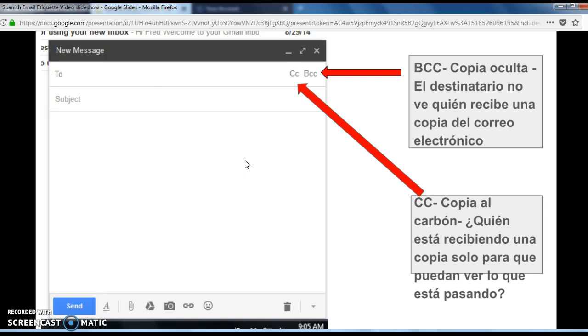BCC is for blind carbon copy. Like CC, but the recipient doesn't see who else is getting the email. You might want to use this to send a group email and you don't want to give everyone else's email addresses away. Now that you understand a little bit about email, go to the next slide and complete the assignments.